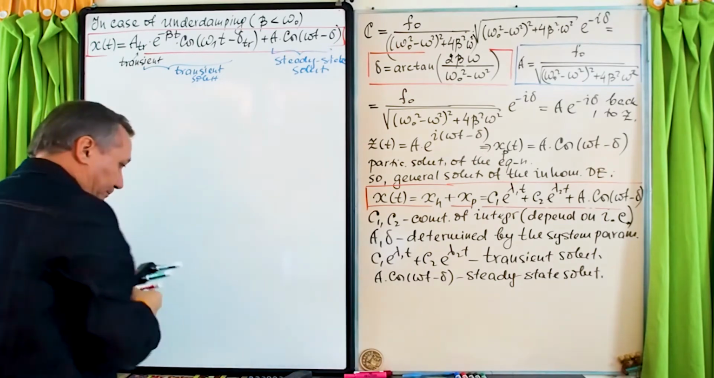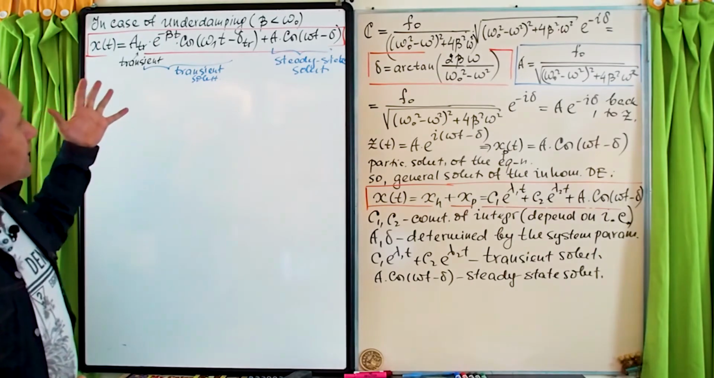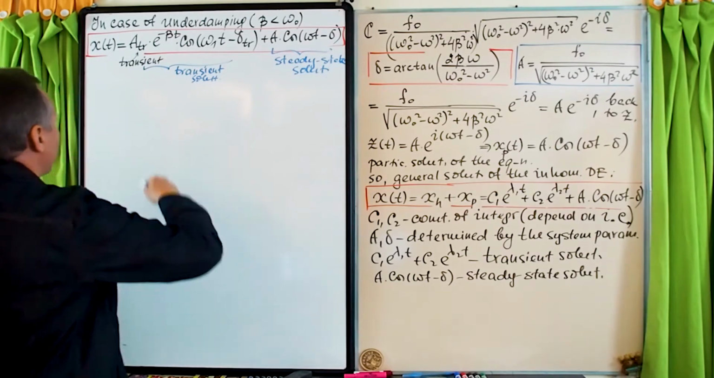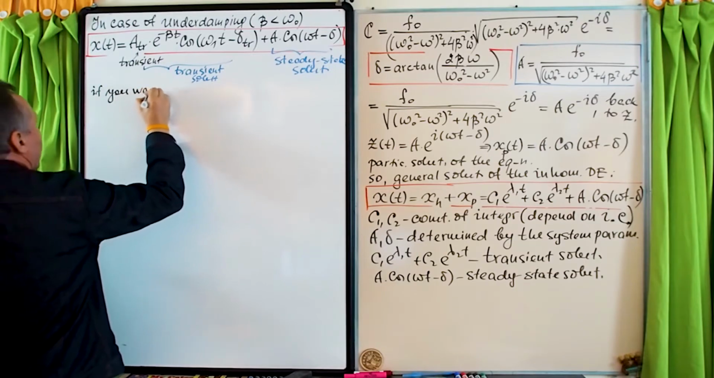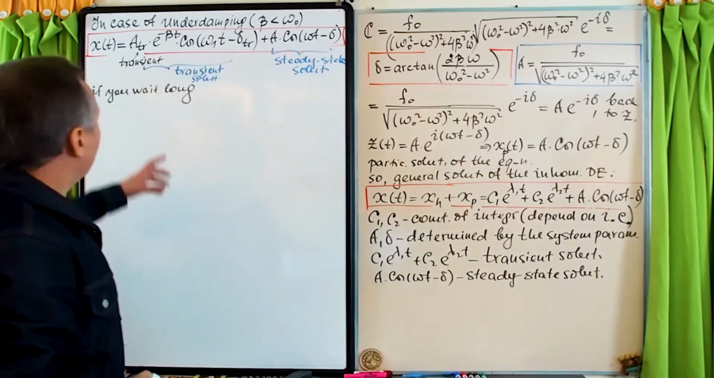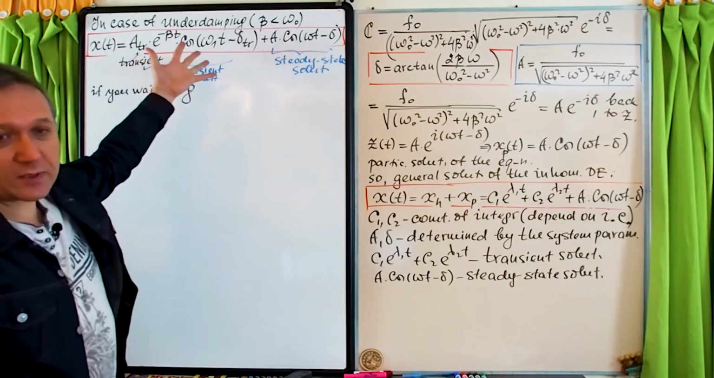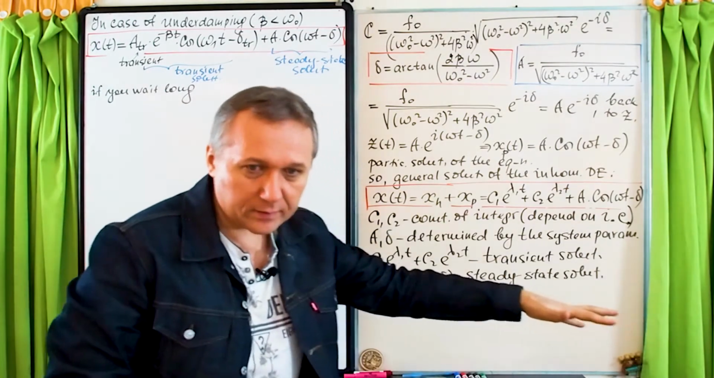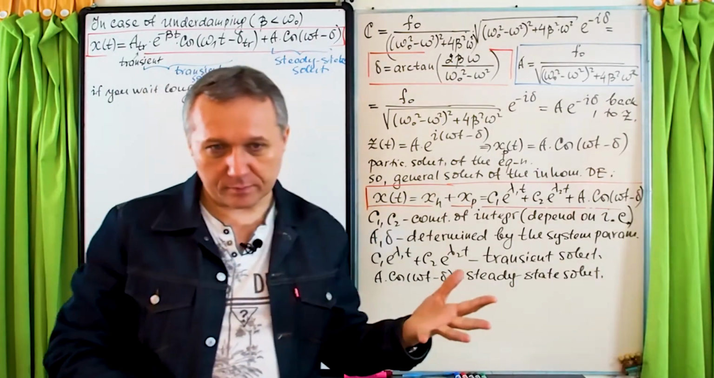Steady state solution. Okay, so now if you wait long enough, so what do I mean by long? Beta in this case, in general, is just a damping constant. But at the same time, it's a decay parameter, basically a parameter which describes how fast the system dies out, right? And we can also introduce a decay time.